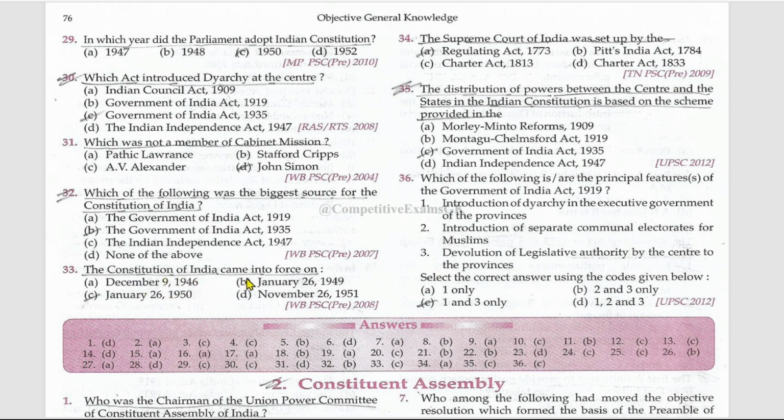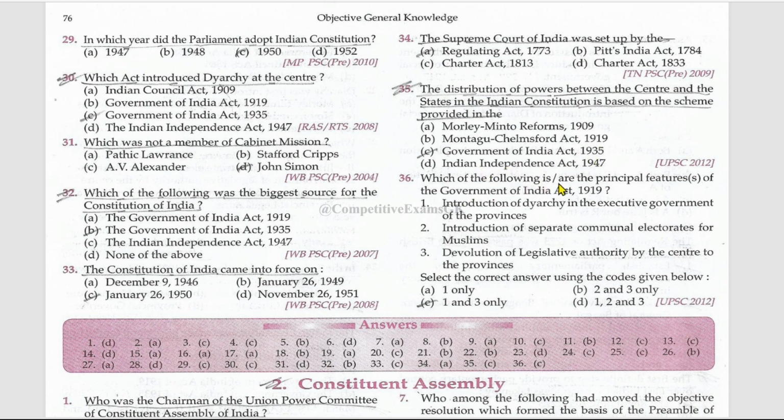The Constitution of India came into force on January 26, 1950. The Supreme Court of India was set up by the Regulating Act 1773. The distribution of powers between the centre and the states in the Indian Constitution is based on the scheme provided in the Government of India Act 1935.